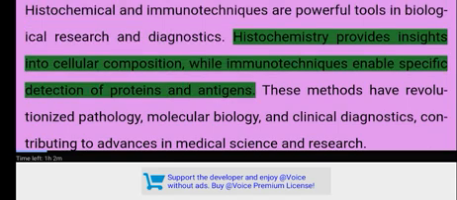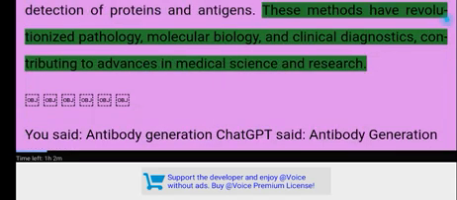Histochemistry provides insights into cellular composition, while immunotechniques enable specific detection of proteins and antigens. These methods have revolutionized pathology, molecular biology, and clinical diagnostics, contributing to advances in medical science and research.